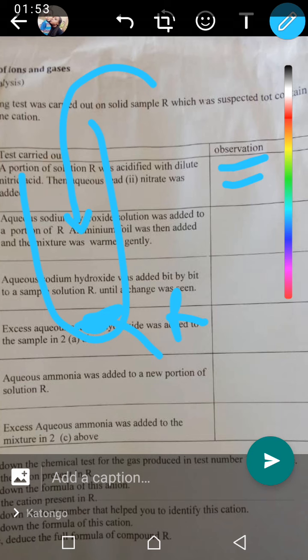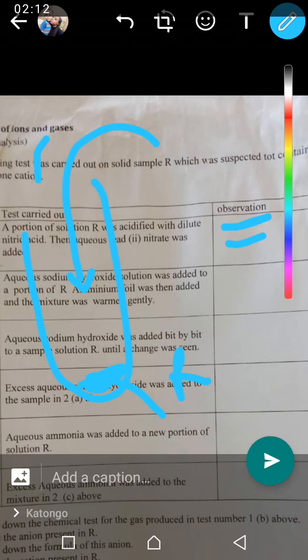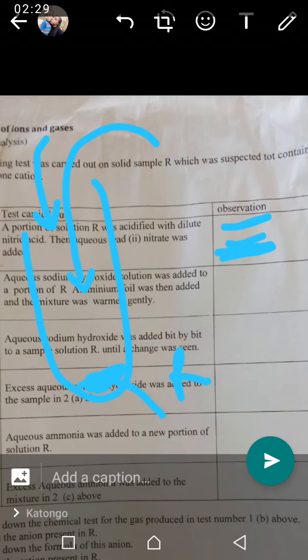After you pour the acid, what else do you pour? They're saying then aqueous lead nitrate was added. So after you pour this acid, the next thing you pour is the aqueous lead nitrate. You pour it in here. Again, when you pour aqueous lead nitrate, you record the color that you're going to see. Maybe there's a change. You say there's a color change. In the observation there, you write what you're able to see. Okay? So that's how you do this. Have you understood?